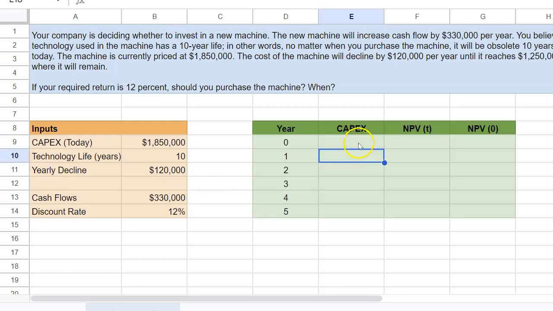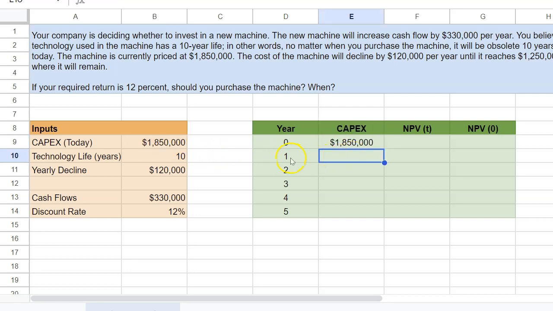So let's do this. Let's suppose that I have a table here which shows the different years in which I can make the investments. Year 0 represents today. So if I make the investment today, what is the capital expenditure that I will need to make? Well, that will be the 1.85. I'm going to lock this in.